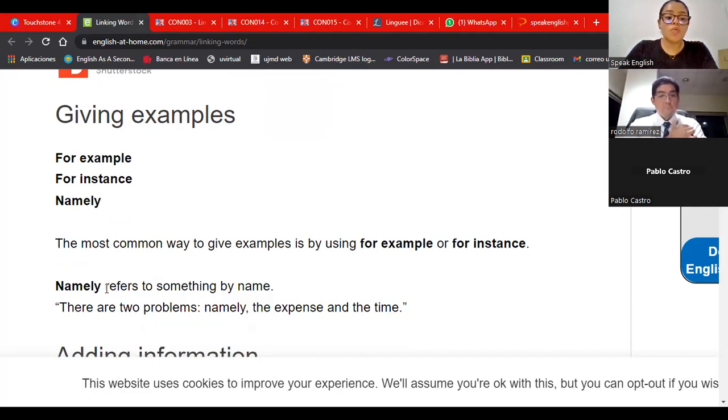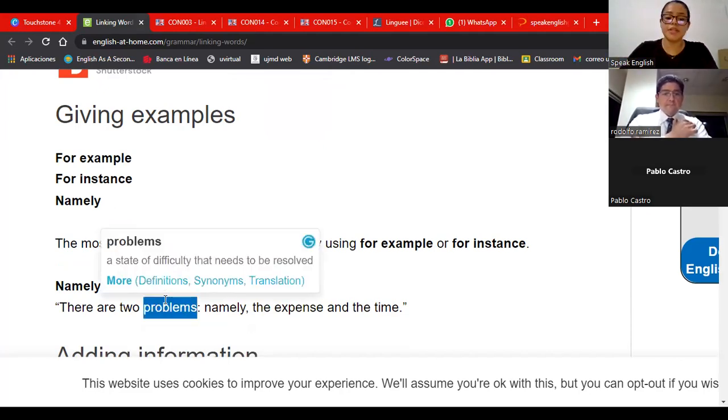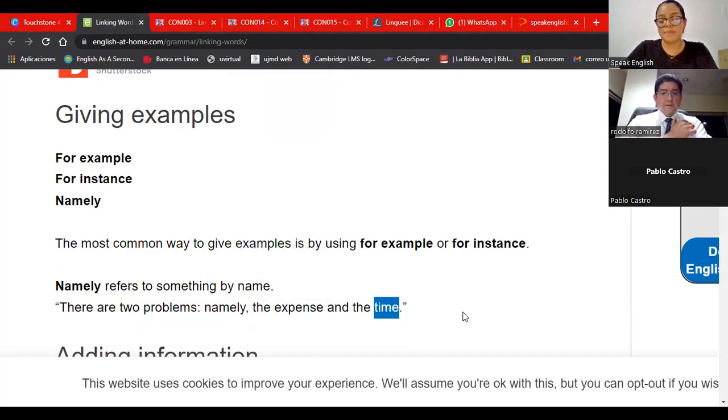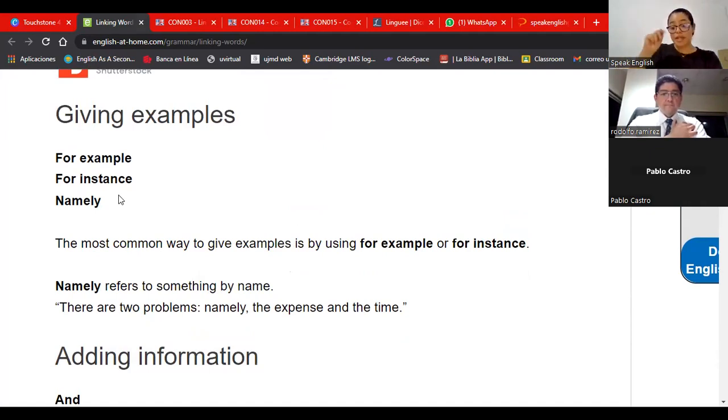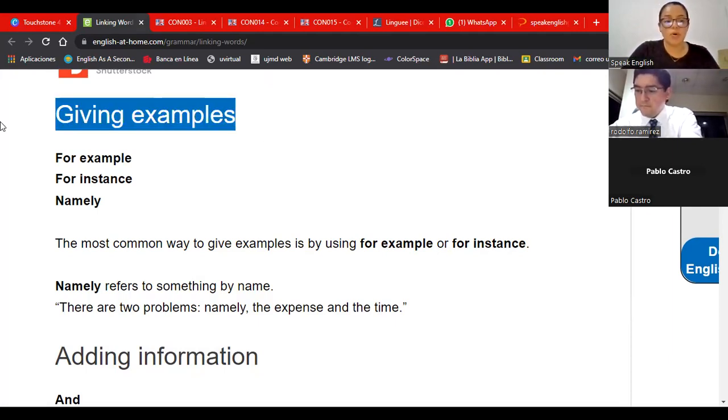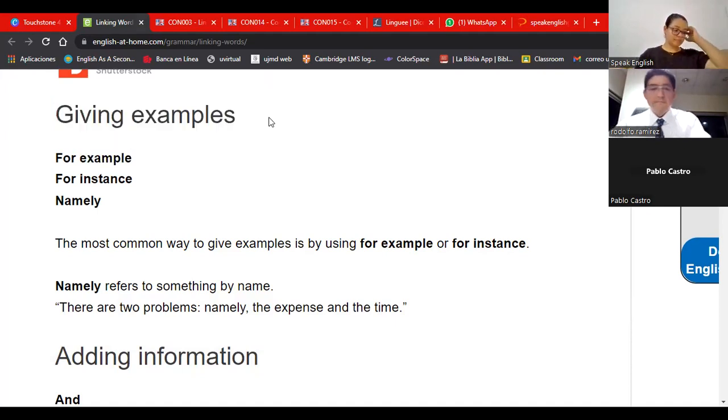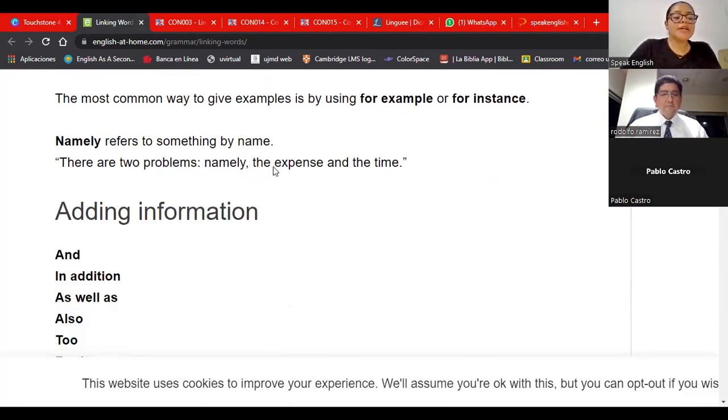You see? So we use it when we are going to give basically a name. The name in this case of two problems. What are the names of these problems? Expense and time. Okay? Very good. If you want, copy the new words in your notebook. And remember, put at the beginning: giving examples. Ready? Okay.